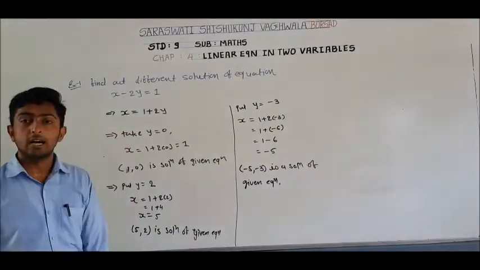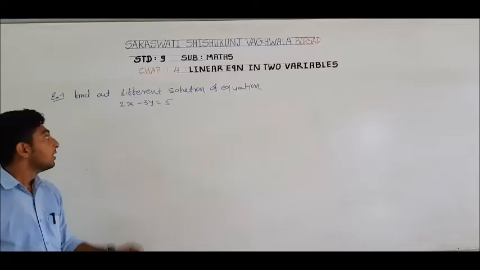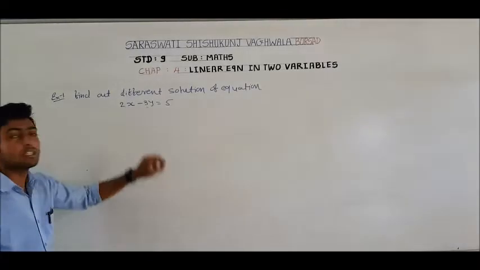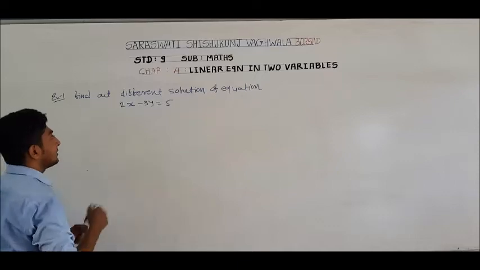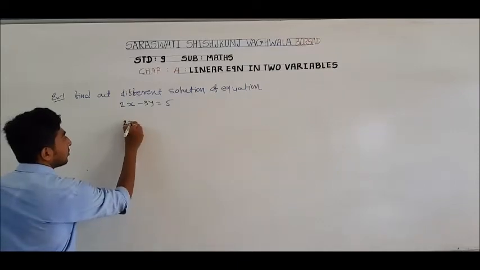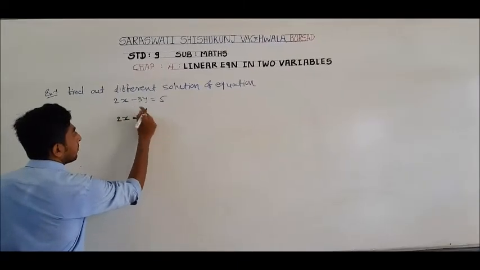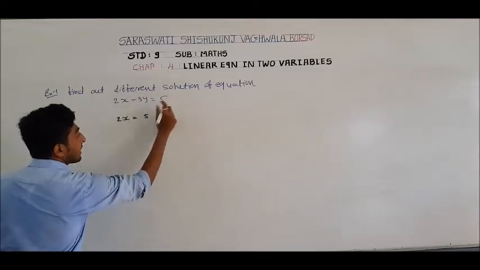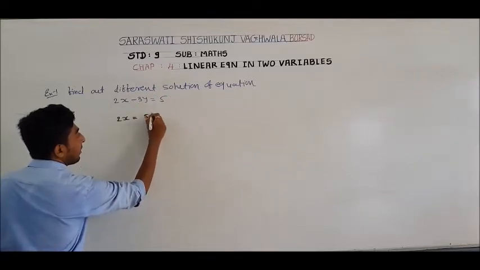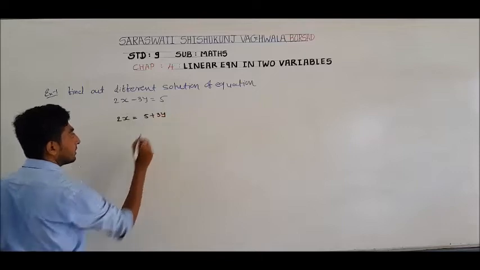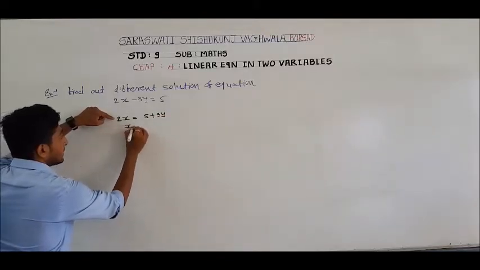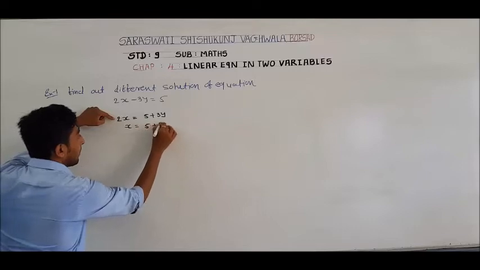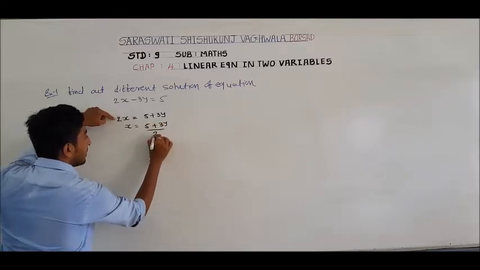Let us see another example. Another example is 2x minus 3y equal to 5. First, our first step is 2x equal to 5 plus 3y; 3y goes to the other side, the sign will be changed. Now x equal to 5 plus 3y divided by 2.